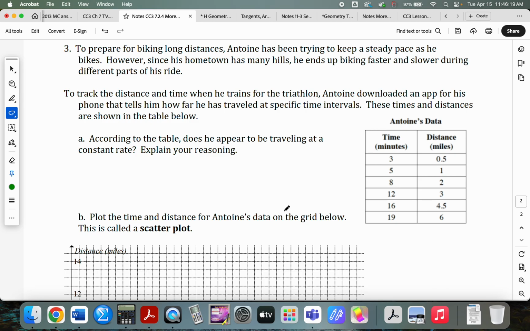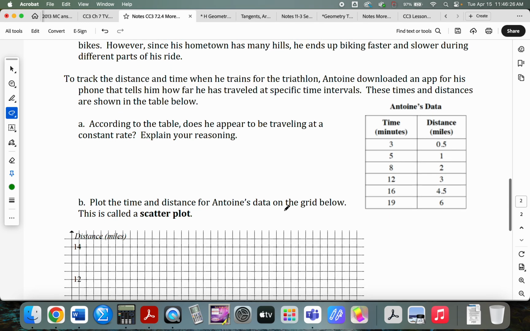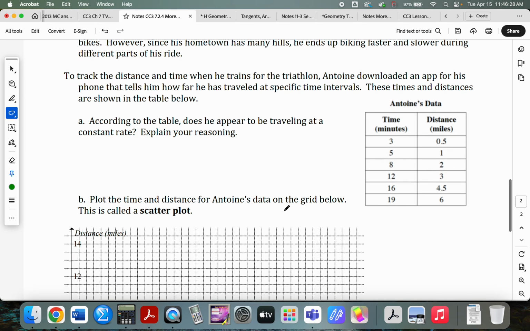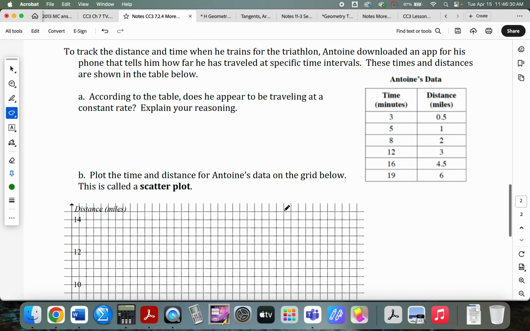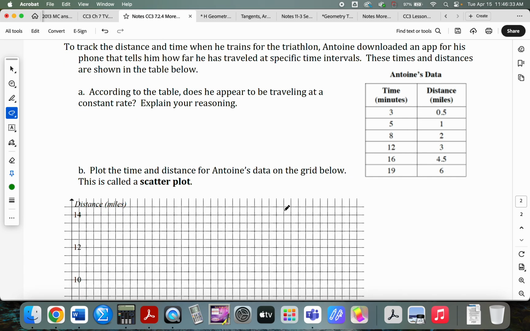All right, so to prepare for biking long distances, Antoine has been trying to keep a steady pace as he bikes. However, since his hometown has many hills, he ends up biking faster and slower during different parts of his ride. So, to track the distance and time when he trains for the triathlon, Antoine downloaded an app for his phone that tells him how far he has traveled at specific time intervals. These times and distances are shown in the table below.